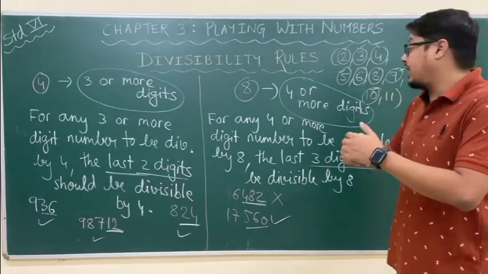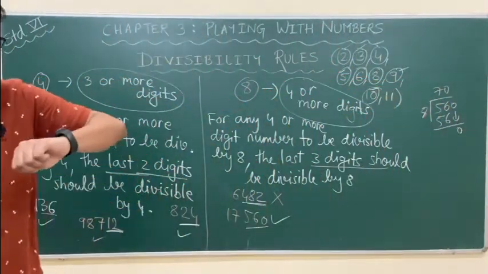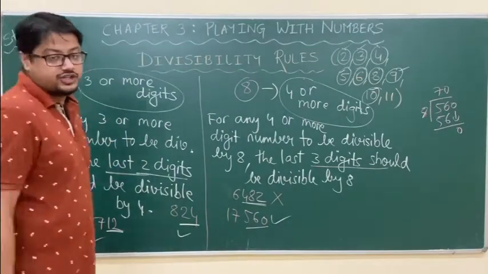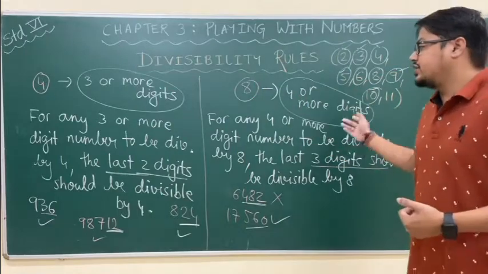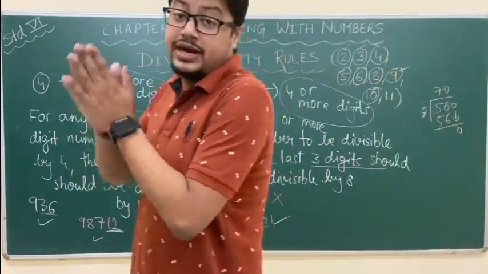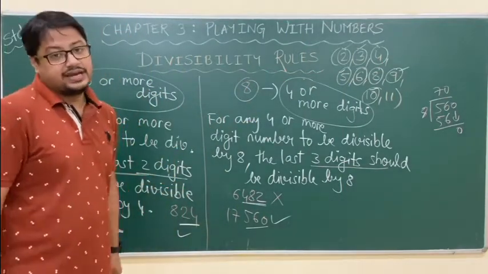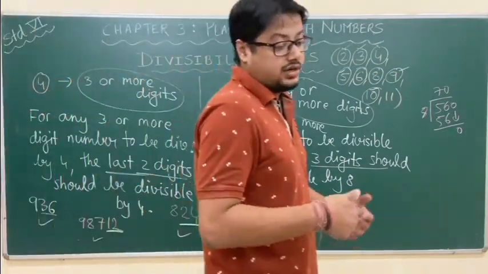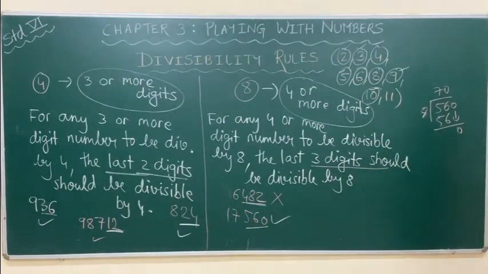Any 4 or more digit number, it starts with a 4 digit number. The divisibility test of 8 starts with a 4 digit number. Any 4 or more digit number is said to be divisible by 8 only when its last 3 digits are divisible by 8. Okay, please rewind and re-watch the video if any part of this is unclear to you.